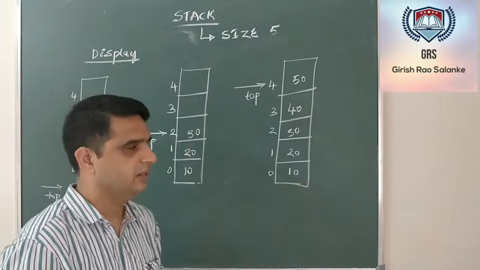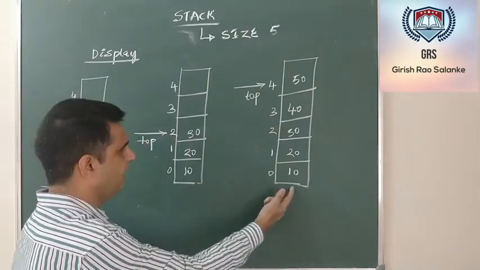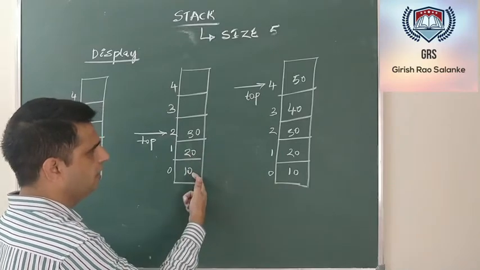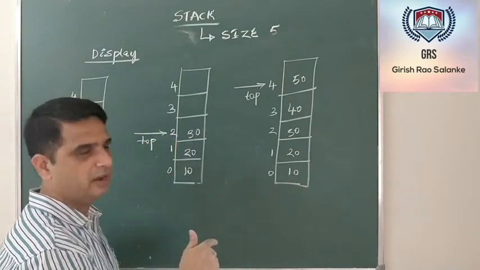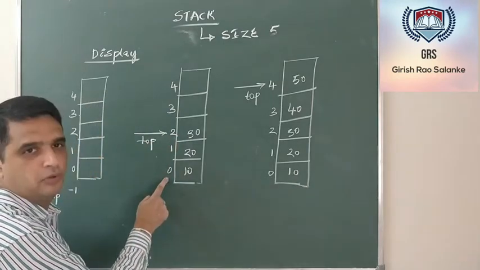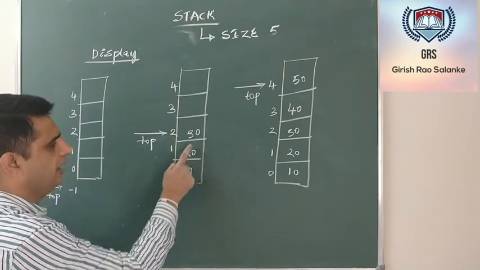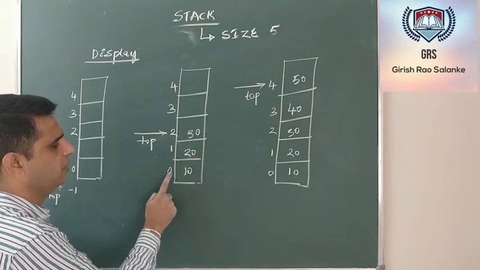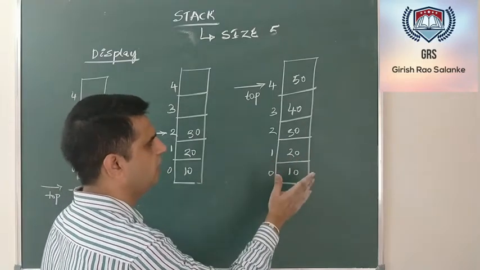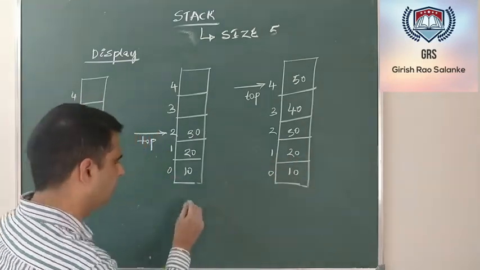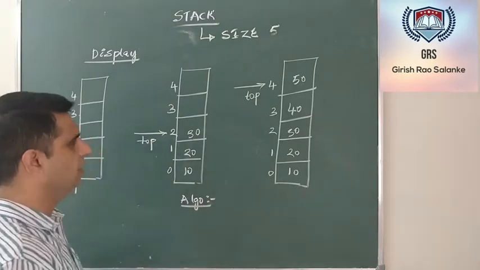That is, if you see the second instance and the third instance, the elements 30, 20 and 10 as well as the elements 50, 40, 30, 20 and 10 are bounded from top to 0. That is from 2 to 0. Stack of 2 is 30, stack of 1 is 20 and stack of 0 is 10. Similarly, even in this case, stack of 4 is 50, stack of 3 is 40 and so on. So, we'll write a generic algorithm. The algorithm to display.